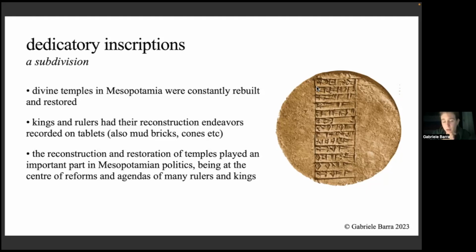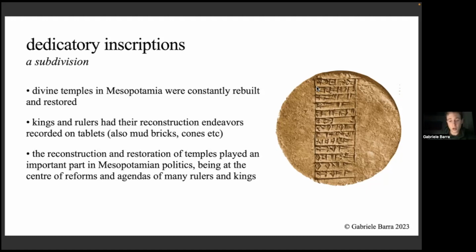And we have a lot of tablets that talk about how kings and rulers reconstruct temples, and what do they write them on? Well, tablets, but also on the very bricks they used to do the constructions. So you would see the temple, which, by the way, looks like a normal house. That goes for most temples. Sometimes it's bigger, sometimes it's more decorated, but essentially a house. And on the house, you would have mud bricks, and on them you would have inscriptions.